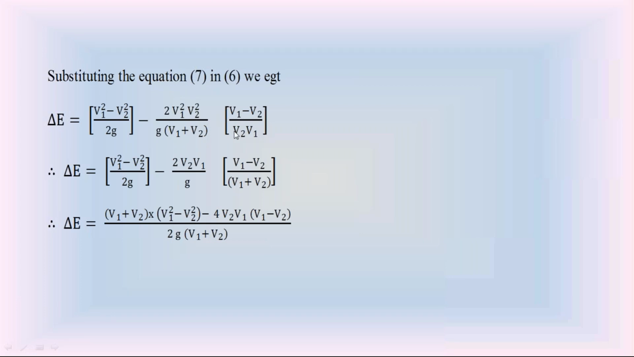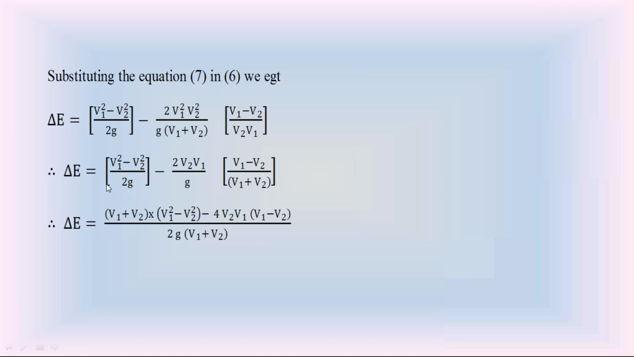Cancel this v1 v2 in the numerator and denominator in the second term. The first term stays as it is, no change. The second term becomes 2 into v1 v2, because we cancel v1 v2 in the numerator and denominator, divided by z into v1 minus v2 by v1 plus v2. So check this right hand side of delta E. Delta E is equal to v1 square minus v2 square by 2z minus 2 into v1 v2 by z into v1 minus v2 by v1 plus v2.